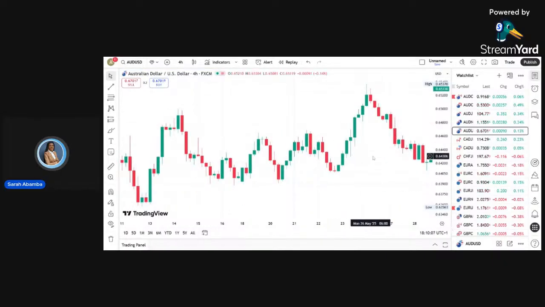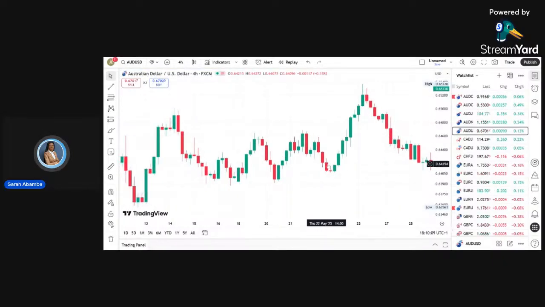This was a quick trade. So you see a bearish pin bar here, a bearish candle here, a doji here, a bullish candle here, and the market just went up. So this can be sold for a quick scalp. I think this should be up to 50 pips or thereabouts.